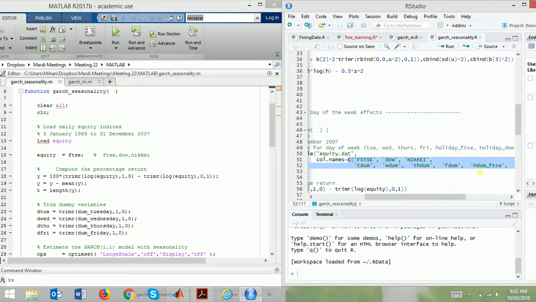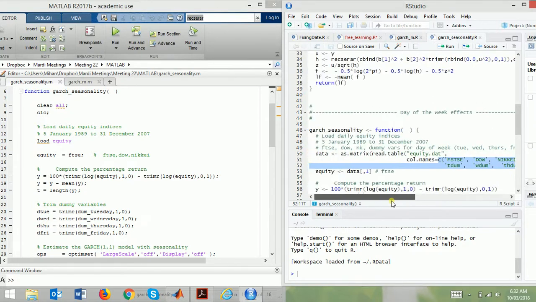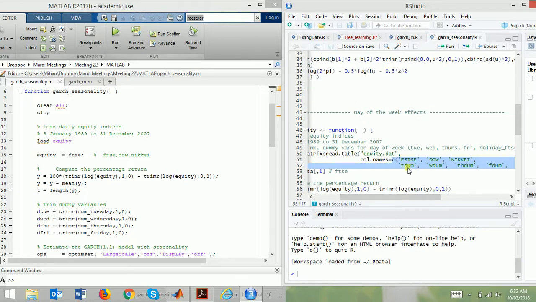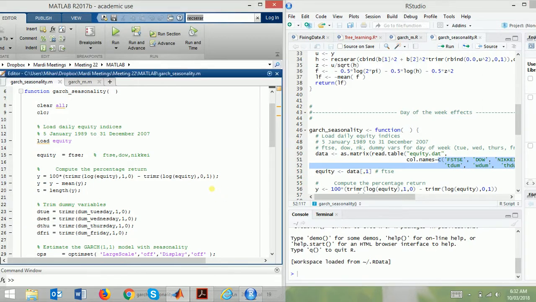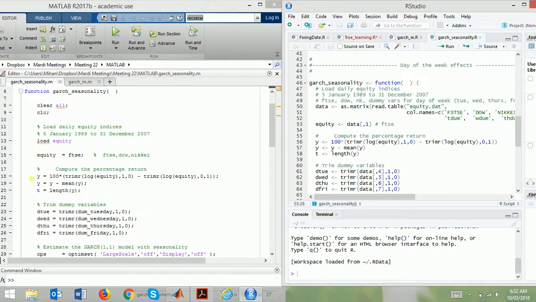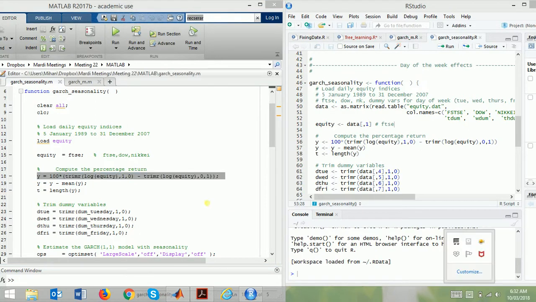Tuesday dummy, Wednesday dummy. As I told you, we can create dummy variables manually or with a programming language, whatever it is, and that's going to be very simple. We can simply do it in Excel, it's not a big deal. Anyway, I'm bringing them all in and I'm just naming the columns, okay, and then converting everything into a matrix. So let's start with the FTSE, the first one, and I'm going to first find the return and risk. Okay, return and risk will come next, let's not be confused at this stage.